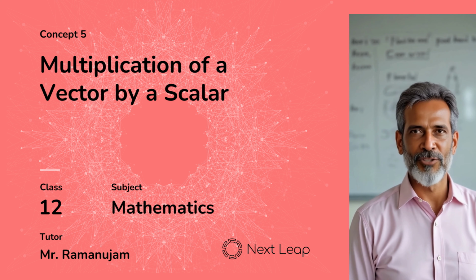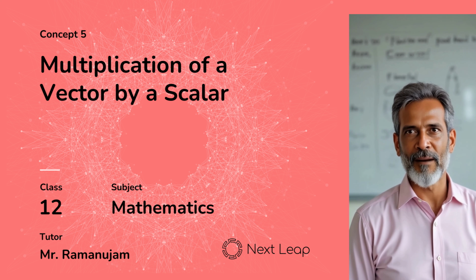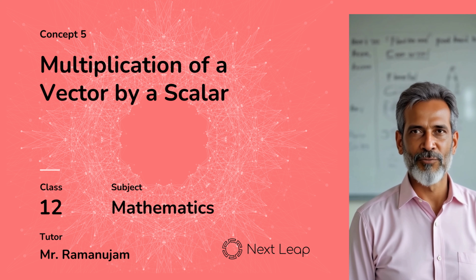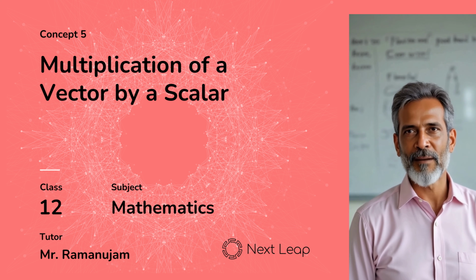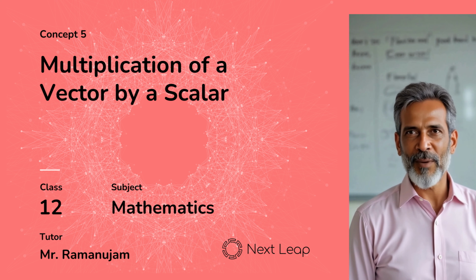If lambda is positive, direction is same. If lambda is negative, direction is reversed, like driving forward or putting your car in reverse. And the size, or the magnitude, is stretched or squeezed by mod lambda times mod A. When lambda equals 0, poof, the vector disappears. We get the 0 vector. And that's the basic idea. Scalar multiplication stretches or shrinks a vector, never tilts it.